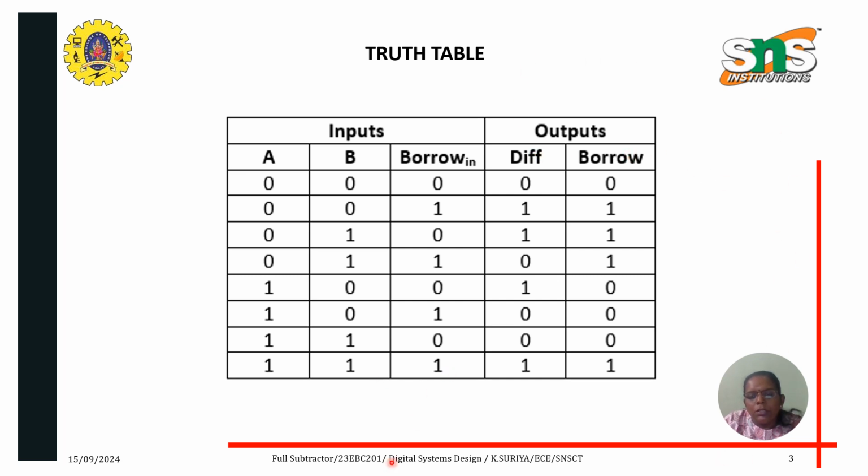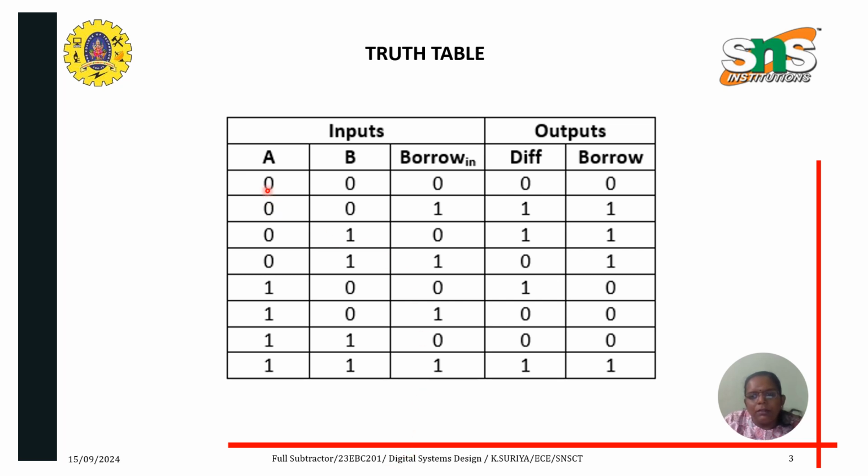So we know 0 minus 0 is 0. 0 minus 1, you'll be having a borrow 1 and difference 1. 1 minus 0 is again you have a difference 1 and borrow will be 0, and 1 minus 1 is 0. So both difference and borrow is 0.